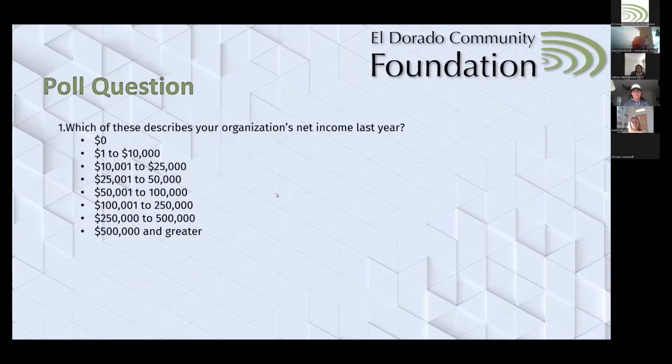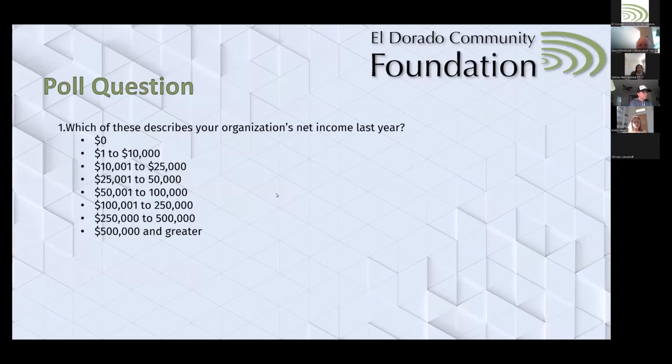So I'm going to end the poll. I think we've got almost everybody answering this. I'm going to share the results. So let's take a look. We've had about 7% of organizations who've been at the $0, or at least are, I would say, having made that much. That's fine. You've spent more than you've earned. That's okay. That's what nonprofits do in times of need.